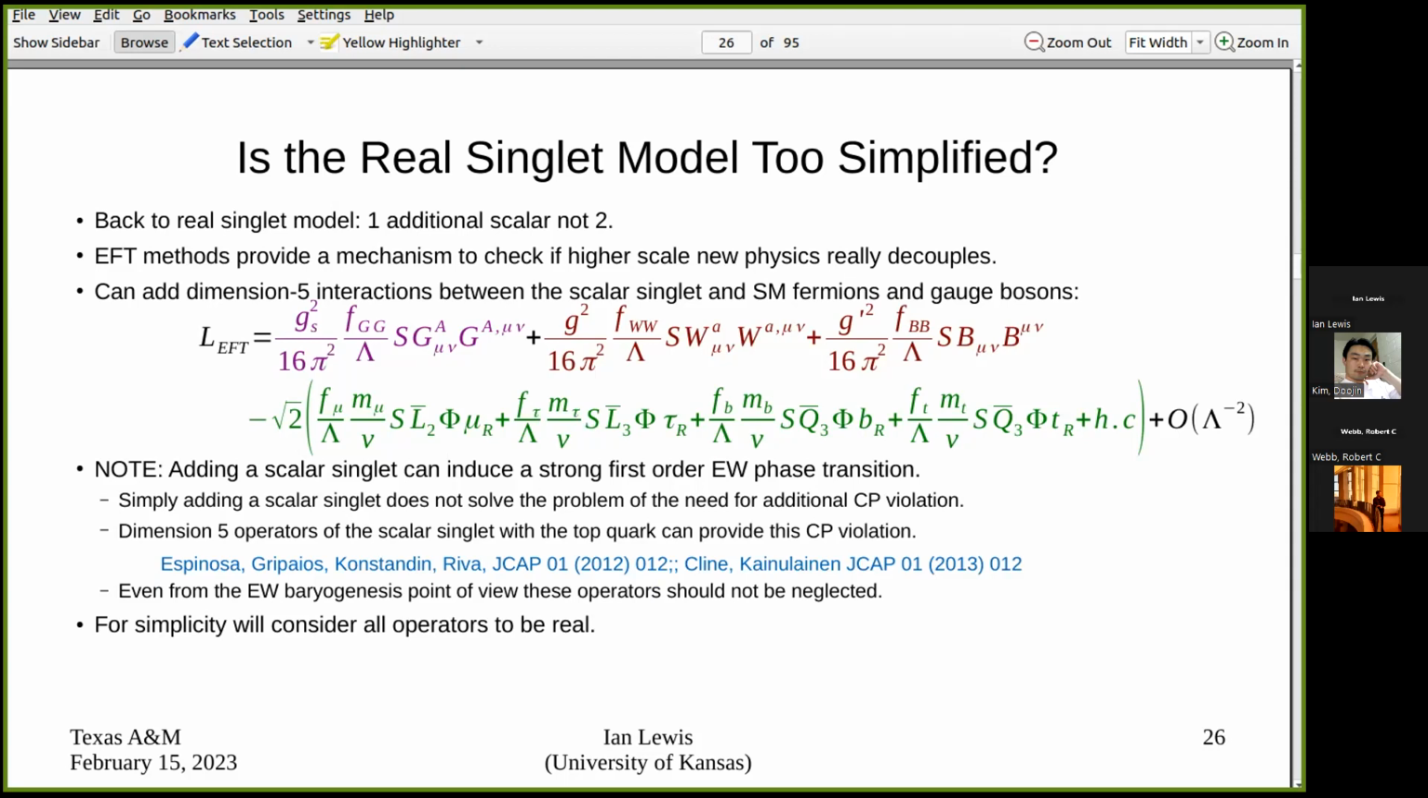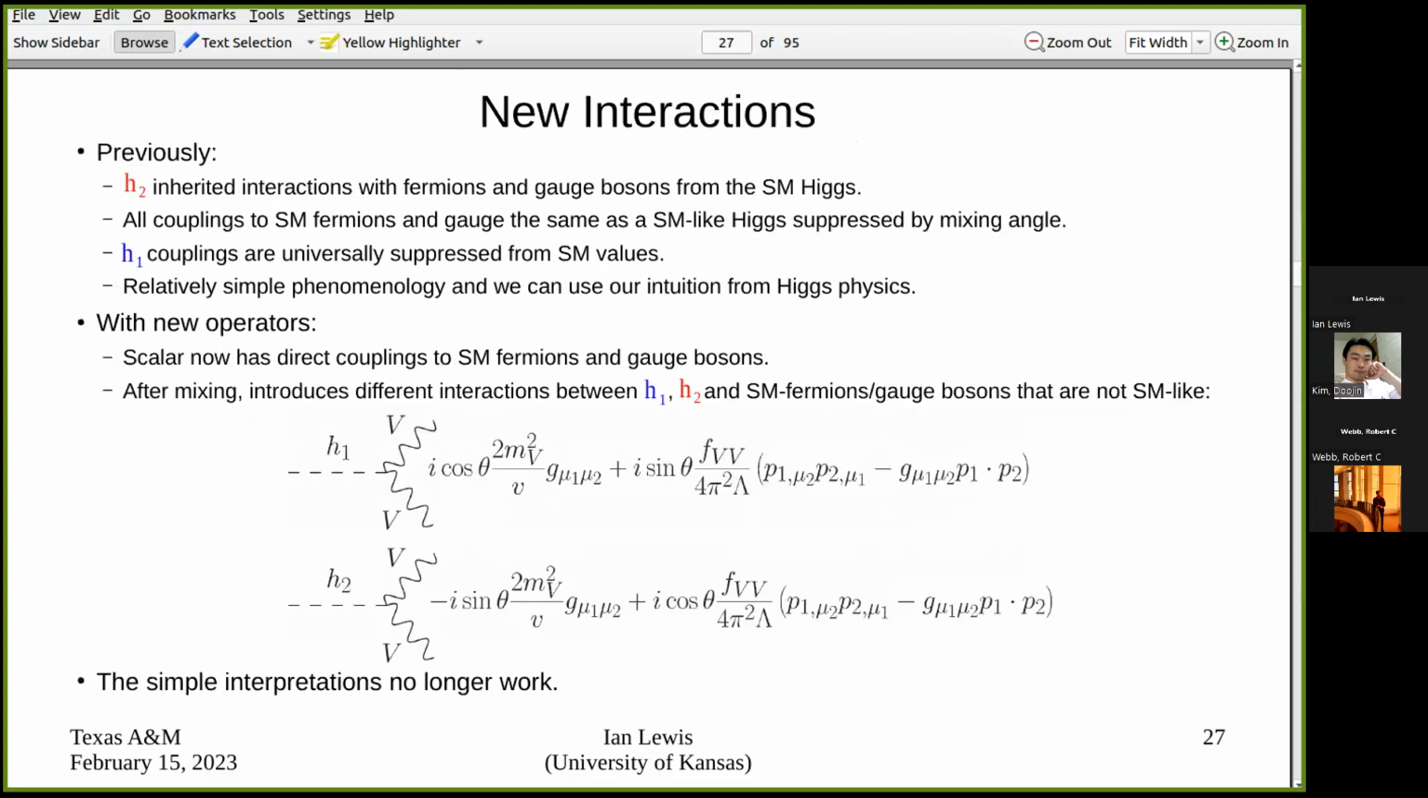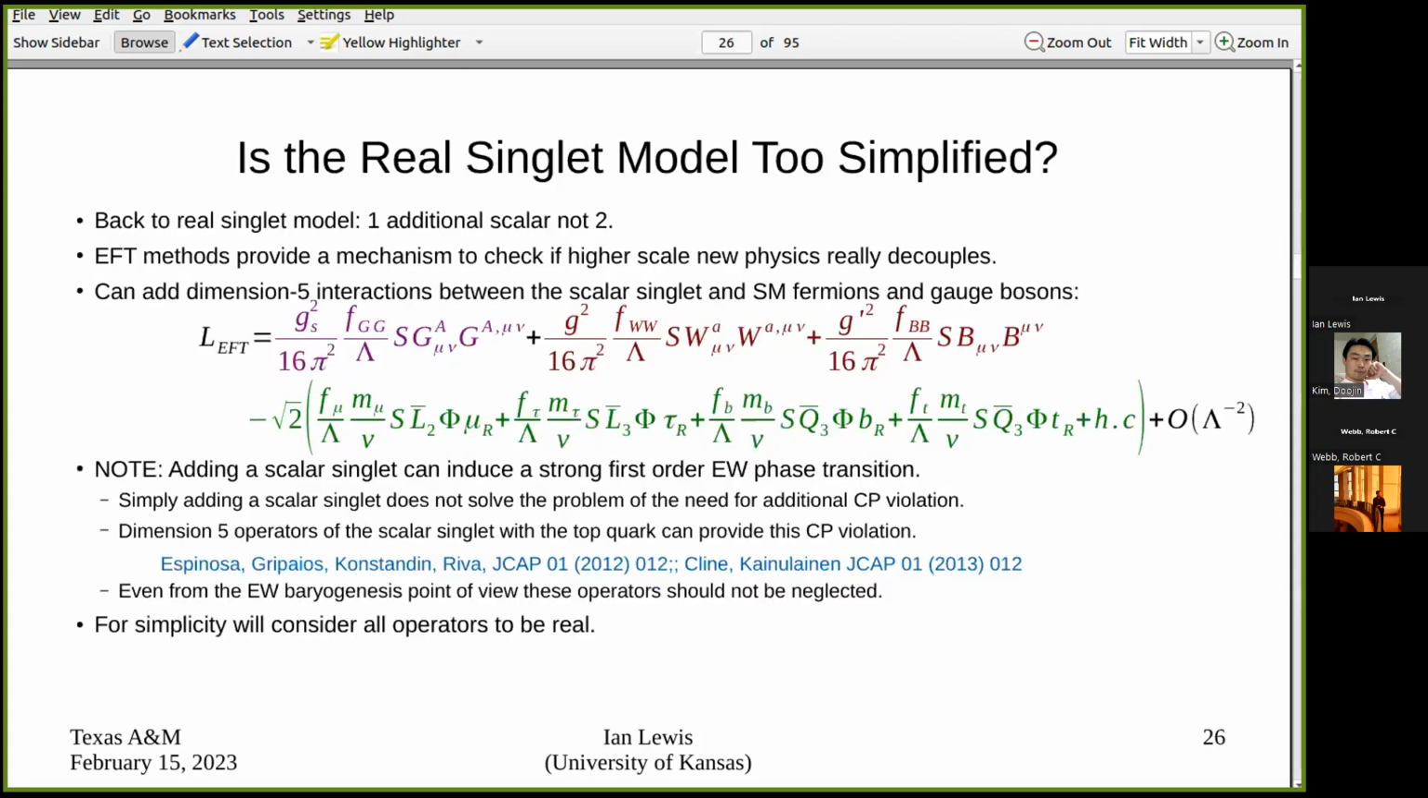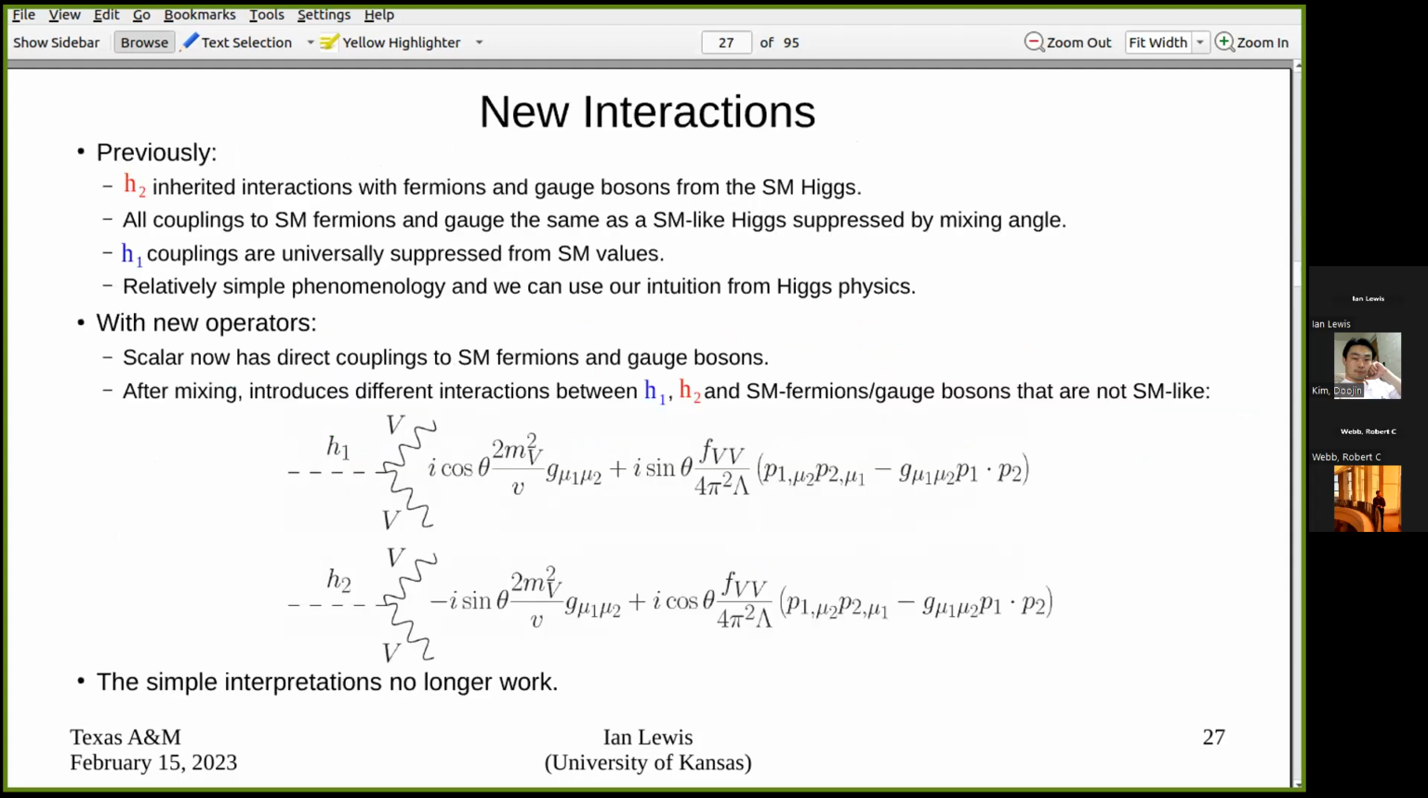So you can ask, does this matter? It does quite a bit, because previously all my couplings were inherited from the fermion and gauge boson couplings to the standard model Higgs. But now I have the new operators. I have new couplings to gauge bosons and fermions, and it has direct couplings. So I could look at how my 125 GeV Higgs couples to two vector bosons. This is what I had before, cosine theta times the standard model, but then I have sine theta times EFT. Same with the heavy scalar: I have sine theta times the standard model, and cosine theta times EFT.